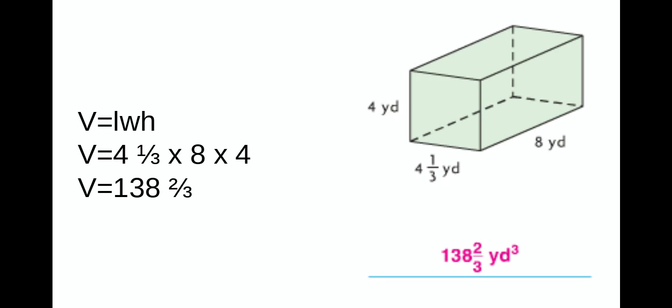Take 4 times 3 is 12. 12 plus 1 more is 13. So make it 13 over 3. I think that would be the easiest way to work with it. Because otherwise, remember, 1/3 is equivalent to not just 0.3 or 0.33. It's equivalent to 0.3 repeating, which, if you can't do a fraction on your calculator, you certainly can't do 0.3 repeating on your calculator. So bottom line is your answer is 138 2/3 yards cubed.